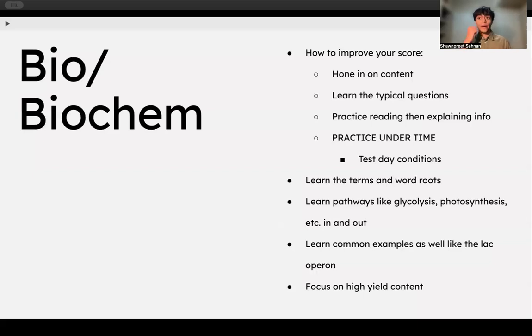And then the last one, focus on your high yield content. That applies everywhere, but applies especially so here in Psych Soc. There's a lot of content that's high yield. There's a lot of random content. Make sure you know your high yield content in and out. It's just going to serve you better. I mean, obviously you want to know everything you can, but focus on that.